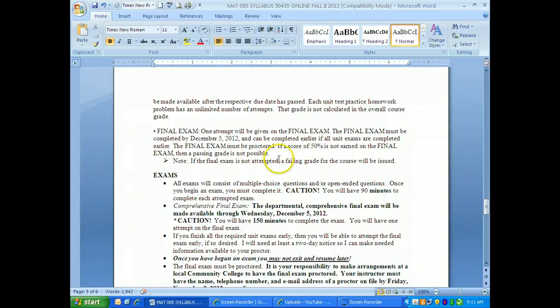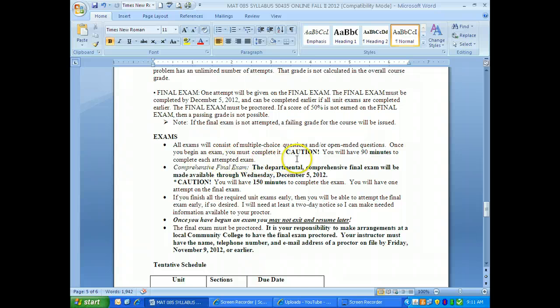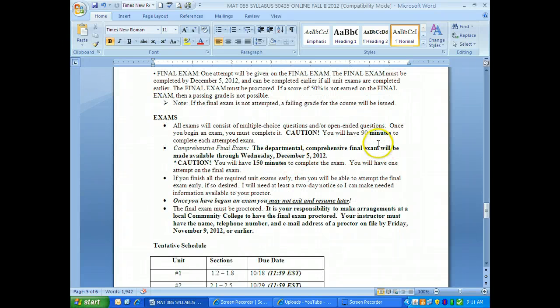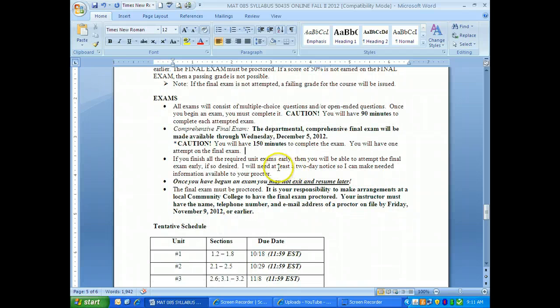Final exam, once again, this is important information, that's why you'll see it at several places. Each exam has a 90-minute time limit, except for the final exam, which has a 150-minute time limit. Once again, you have until Wednesday, December the 5th to take the final exam. You do not have to wait until then. If you finish all the unit exams early, which means you finished all 5 units early, you will be able to take the final exam early. You do not have to wait until December the 5th.